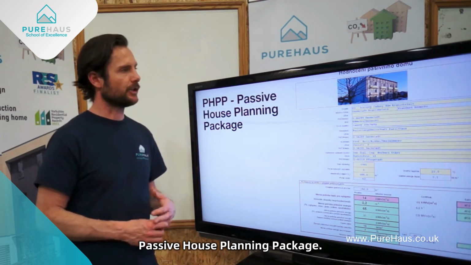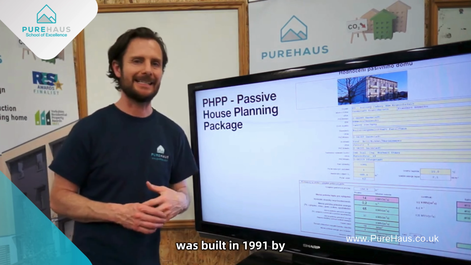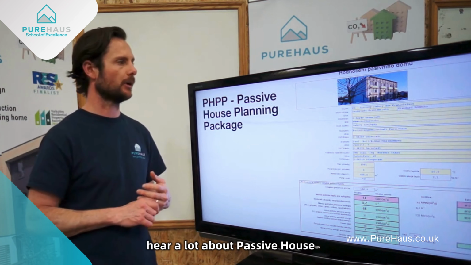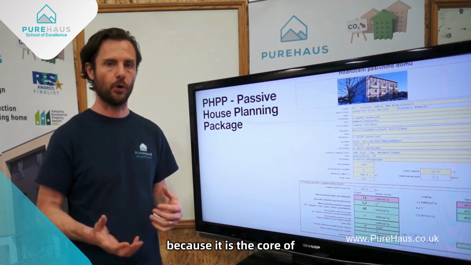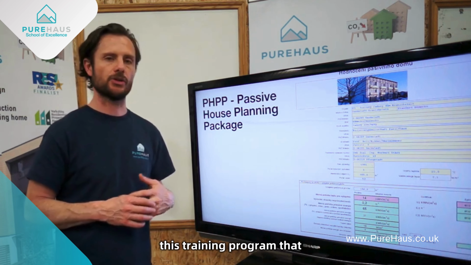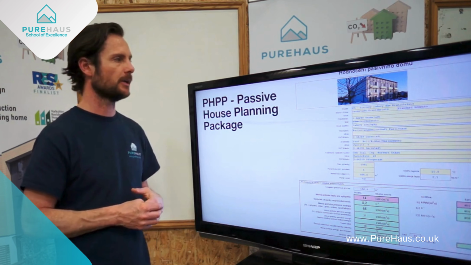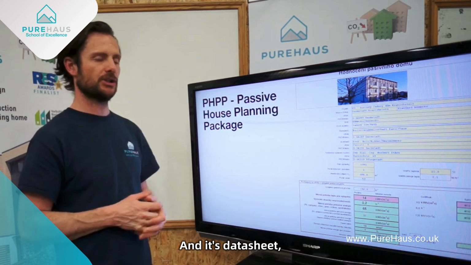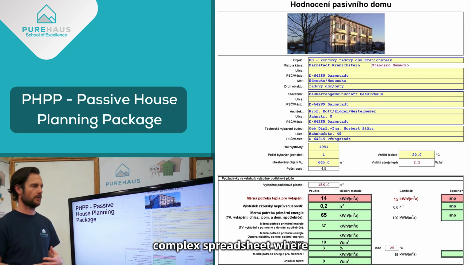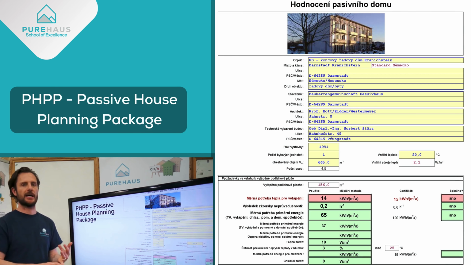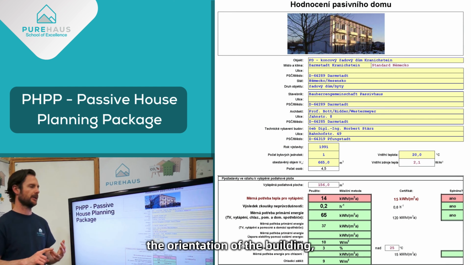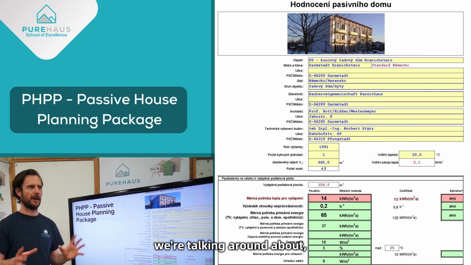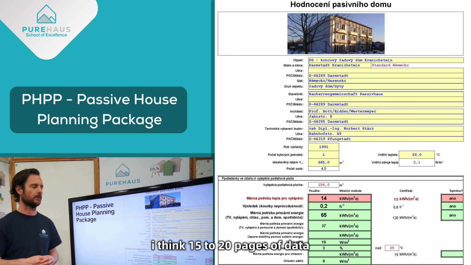Passive house planning package. And this is a building that was built in 1991 by Wolfgang Feist, and I know in later modules you'll hear a lot about passive house because it is the core of this training program that you'll be doing. It was first built in 1991, and this is its data sheet. And its data sheet comes from a very complex spreadsheet where data about the size of the windows, the orientation of the building, the thickness of the walls, the types of materials is all plugged in. And we're talking around about, I think, 15 to 20 pages of data within a spreadsheet.